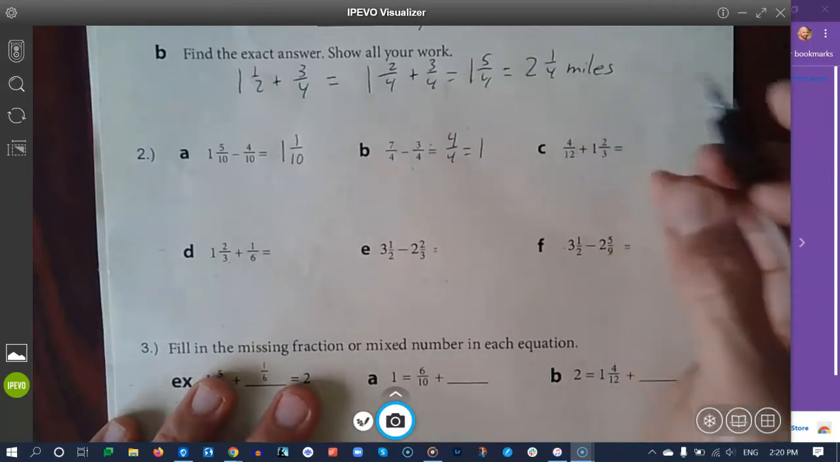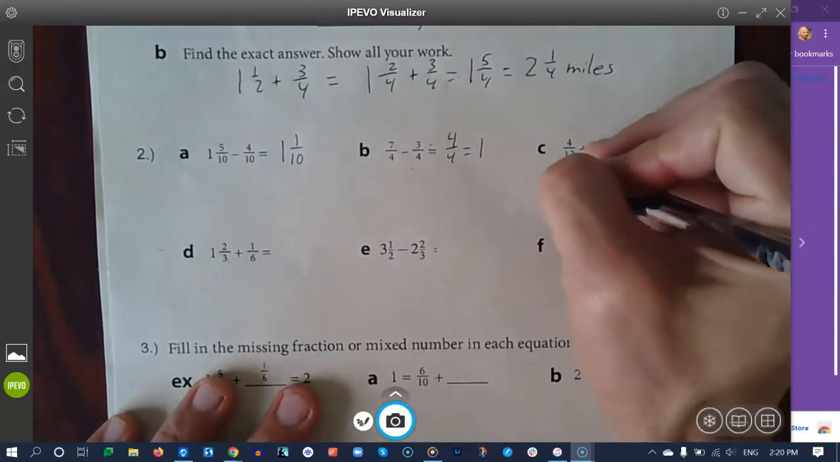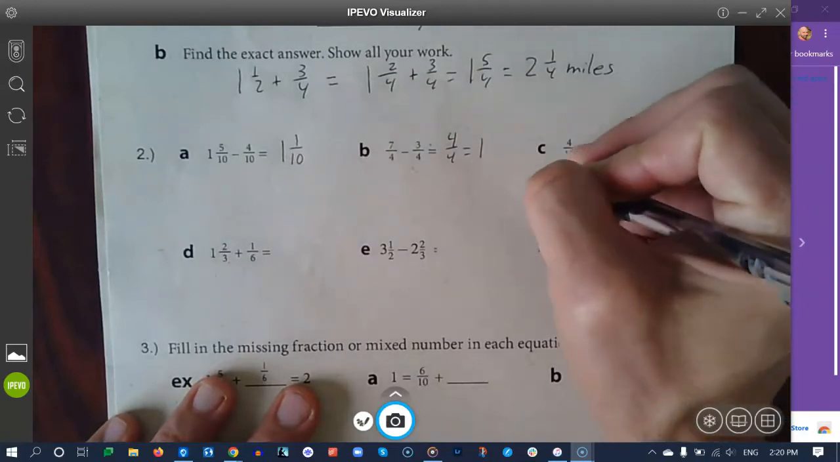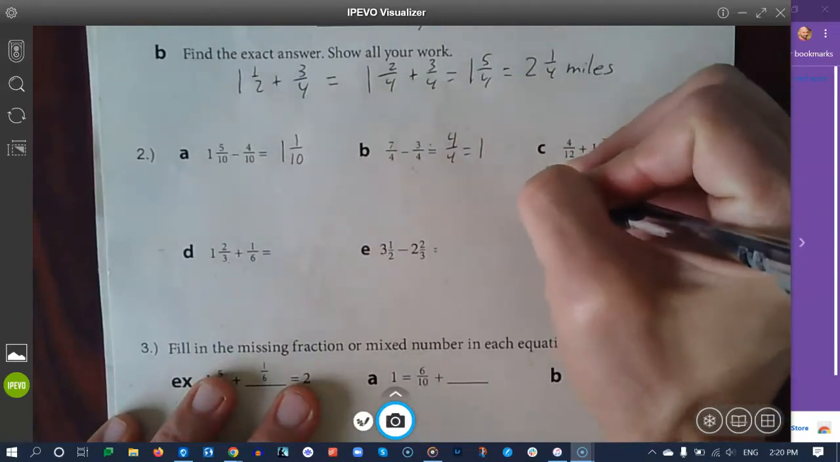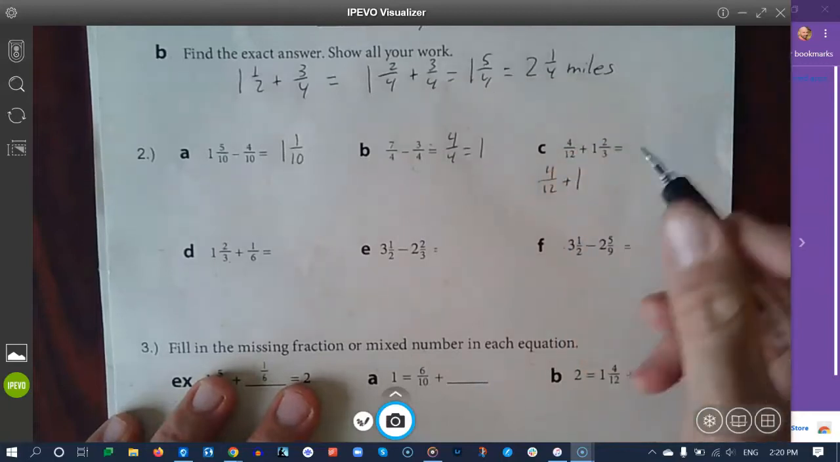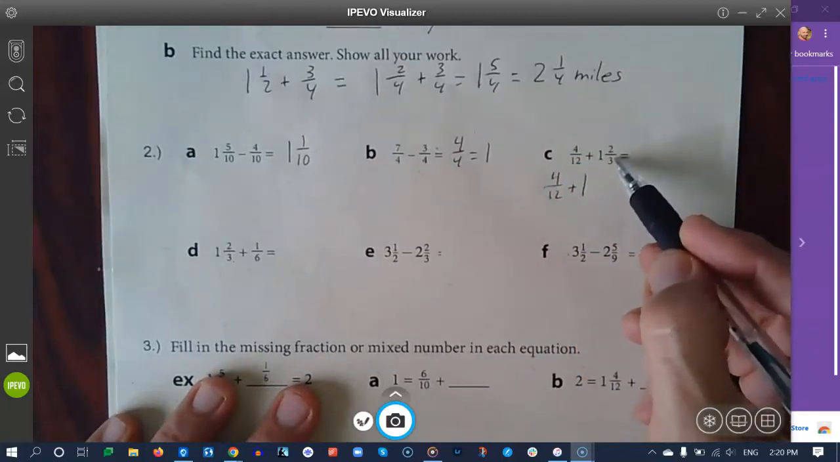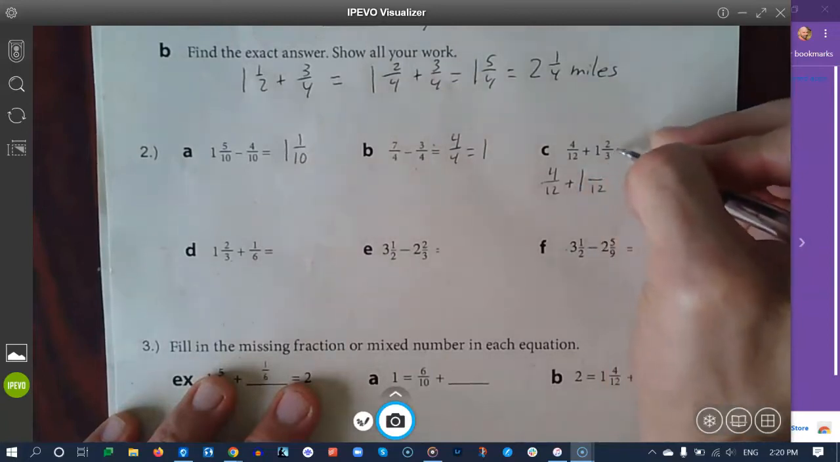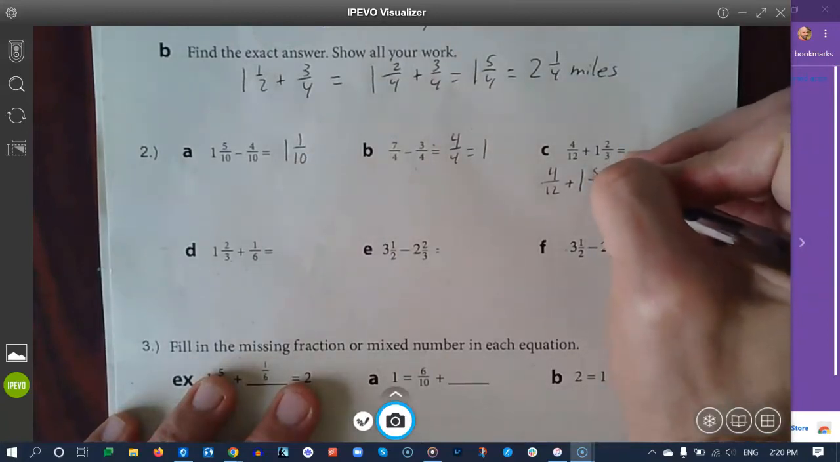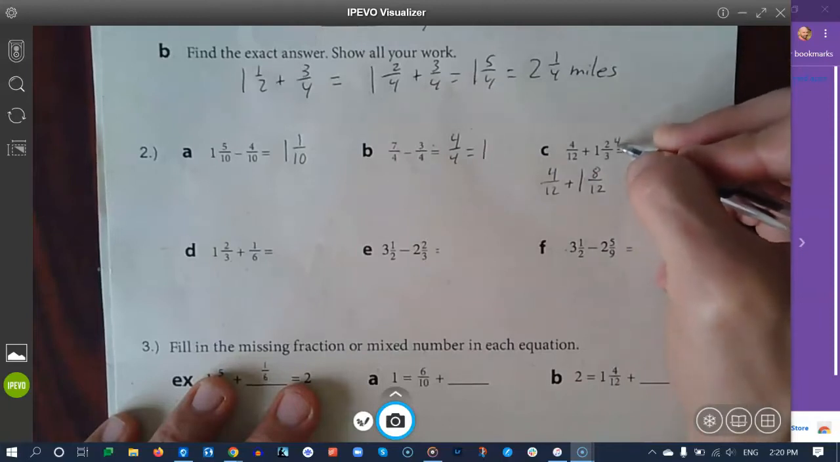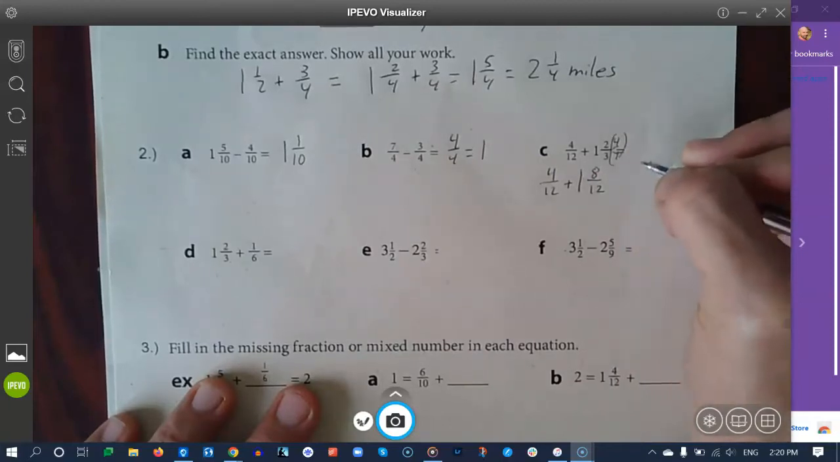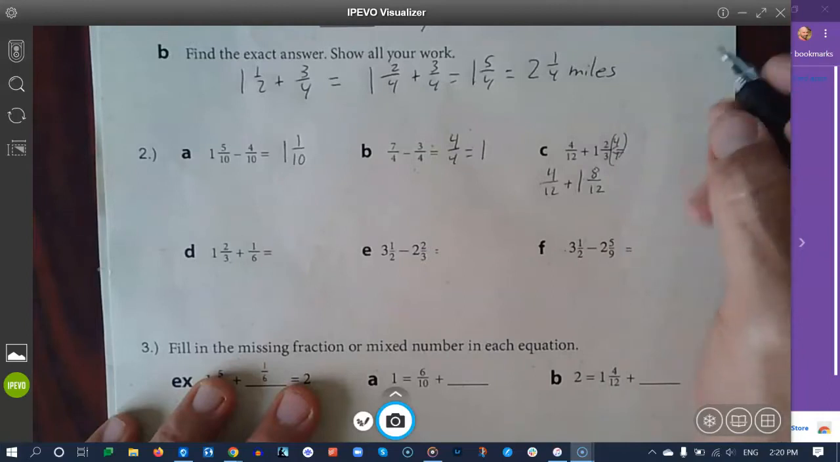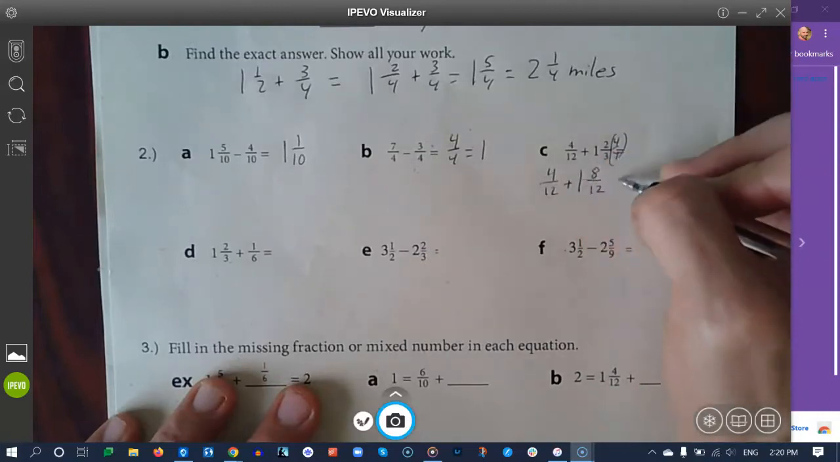Okay, my denominators are not the same. I am adding, so let's see, 4/12 plus 1. So if I think about this thirds, can I turn thirds into 12ths? Yep, I sure can by multiplying by 4. So I'm multiplying that 2 by 4, and I get 8. Remember, we're multiplying by 4 over 4, which is multiplying by 1. So now I have 4/12 plus 1 and 8/12.